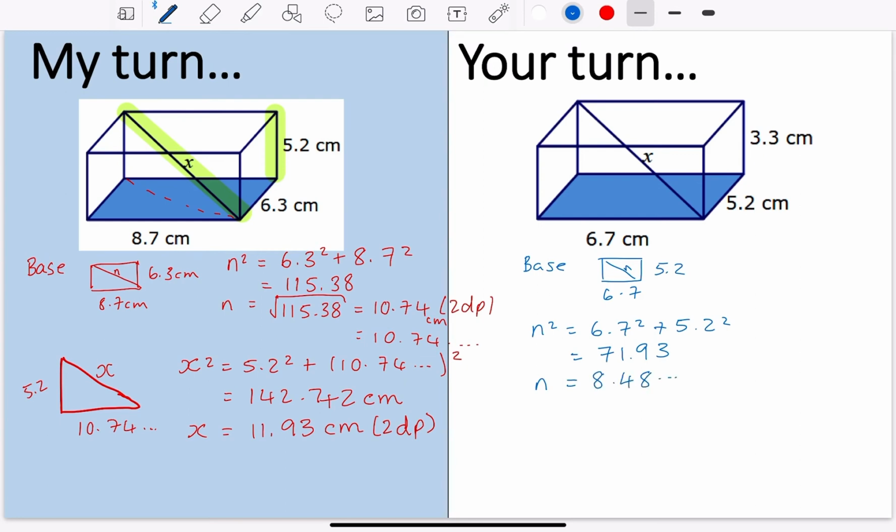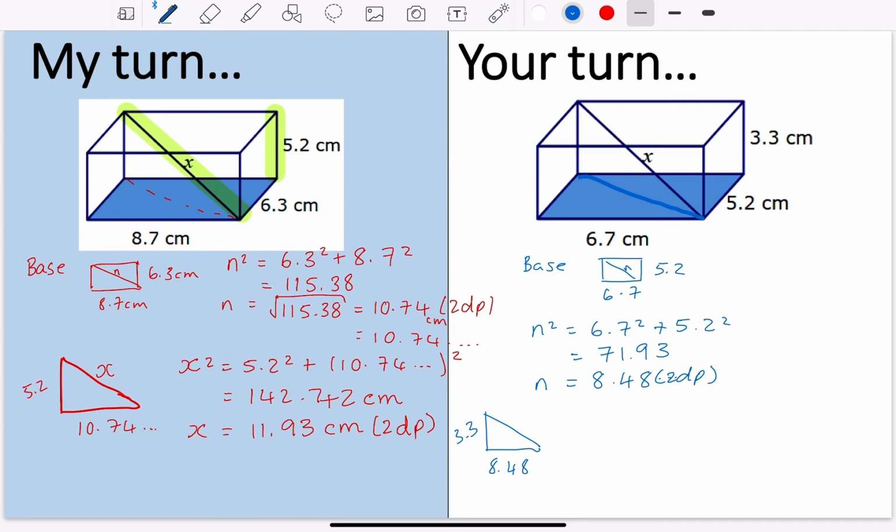And the rest, if that could be rounded to 2 decimal places, or like I said before, you can carry on with the long decimal if that is an option on your calculator. You're then going to consider what that means. That means I've now found this value here. So what I now have is a second right angle triangle, which looks something like this, with a base of 8.48 and a height of 3.3.